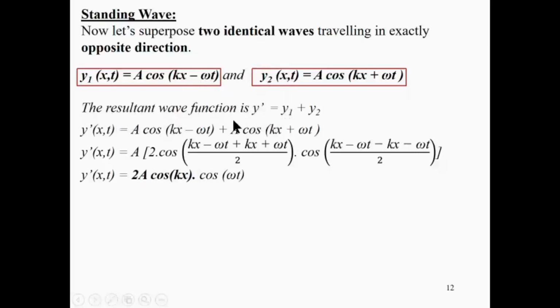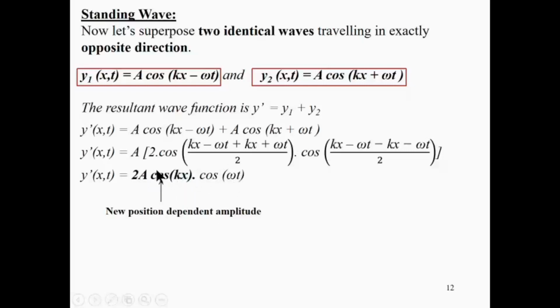From the superposition principle, you just add them together and do the mathematics, and this is what you get after simplifying. This is the resultant wave function if you combine two waves traveling in opposite directions. You can clearly see this is not a traveling wave equation, because for a traveling wave, the wave function must be a function of both x and t together. This is just a function of k, and this is just a function of omega t. So this wave will not travel, right?